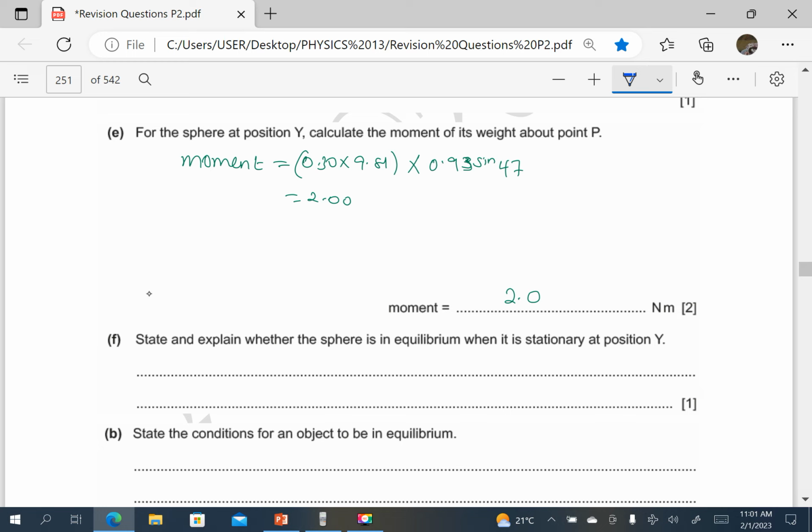So we say there is a resultant moment. There is a resultant moment about point P acting on the pendulum, so not in equilibrium.